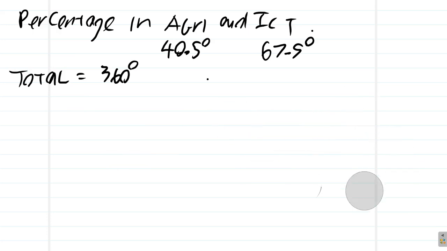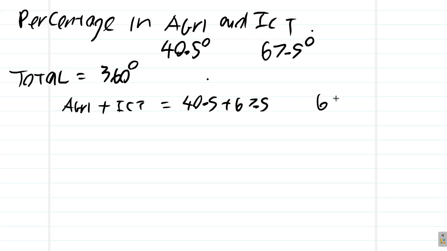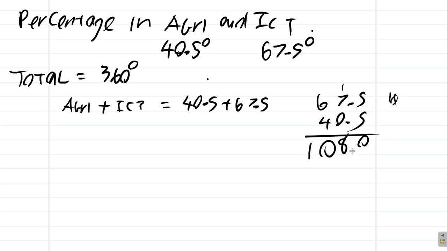Here, agri plus ICT sector, the angle is 40.5 plus 67.5. This is 67.5 plus 40.5. 5 and 5, 10, bring down the 0, carry 1. 7 and 1, 8, 6 and 4, 10. So you have a total of 108 degrees.